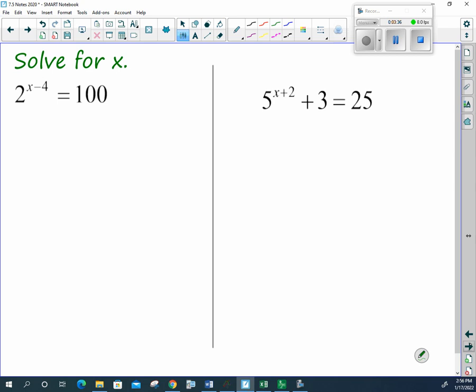Okay, so there's our answer to that one. Okay, once again, 2 to the x minus 4 equals 100. So my variable's in the exponent spot. I can't really do anything. So that means I'm going to have to rewrite it as a logarithm. So log base 2 of 100 equals x minus 4. So once again, log base 2 of 100, I don't have a change of base button on my calculator, so I'm going to have to do it manually. So I'm going to do log of 100 divided by log 2.